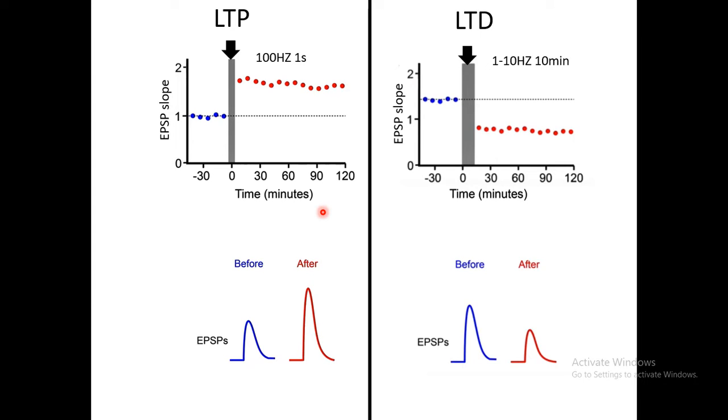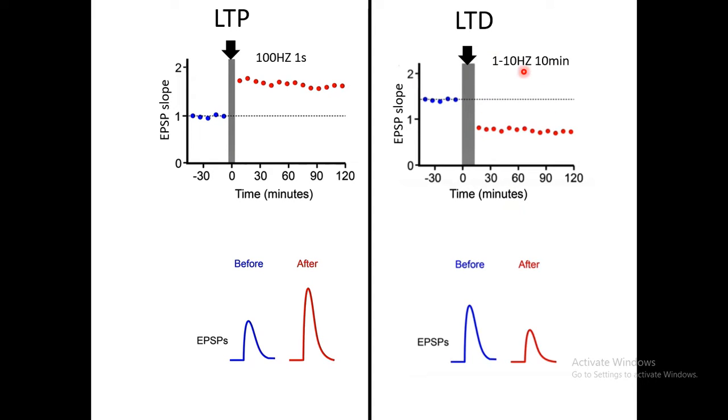They can inject current of different frequencies. They can stimulate at 100 Hz, which is a very high frequency, and under this kind of high frequency stimulation, they have found that over time synaptic strength increases, and the readout is an increase in EPSP slope over the baseline.